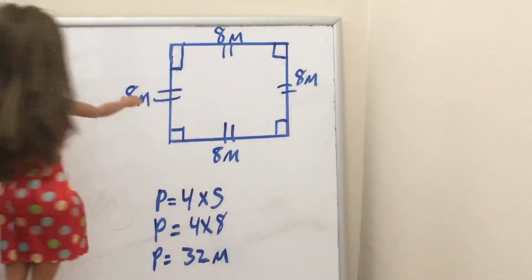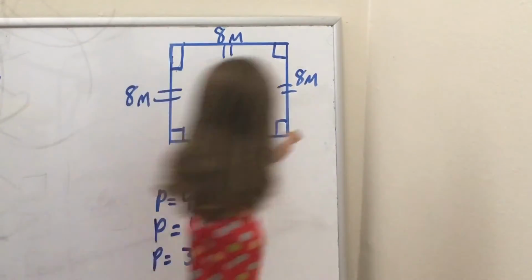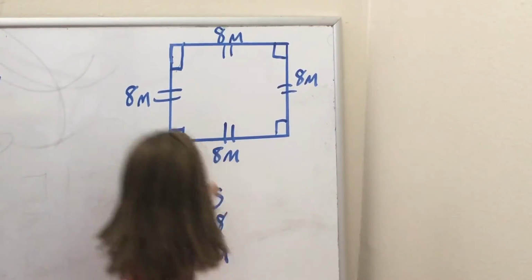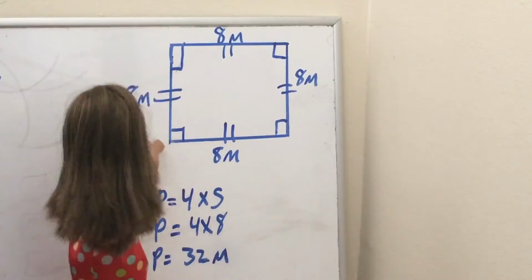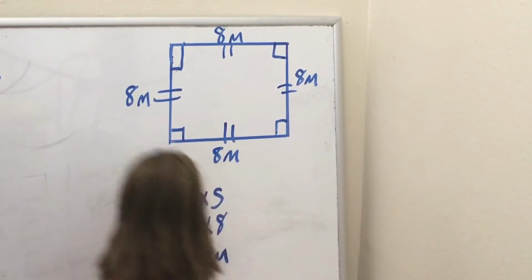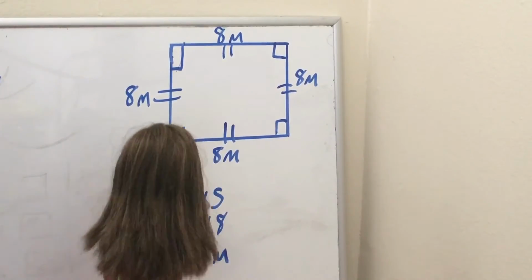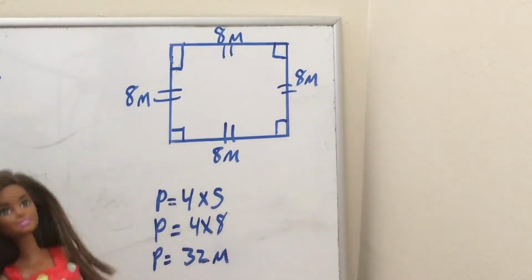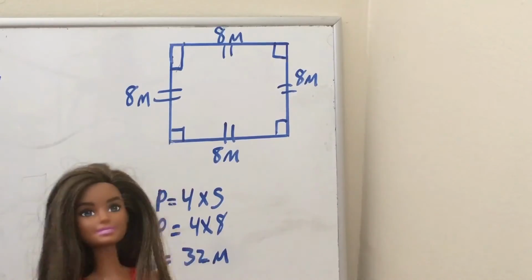And this one is a perimeter of a square. So all the sides are 8. So we use the formula P equals 4 times S. This formula, and then P equals 4 times 8. Equals 32. So all the sides are 8.